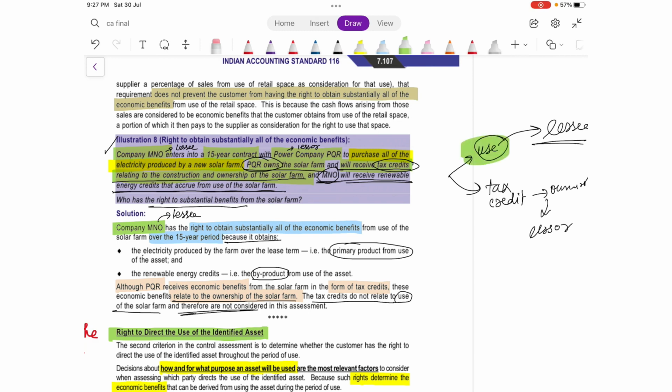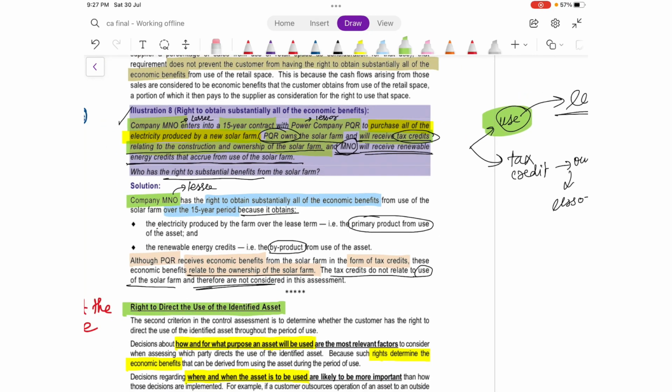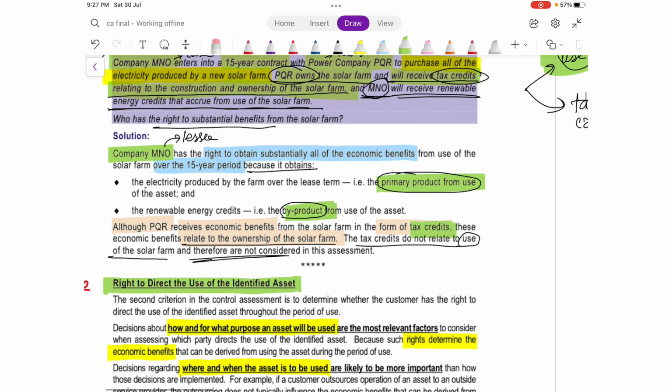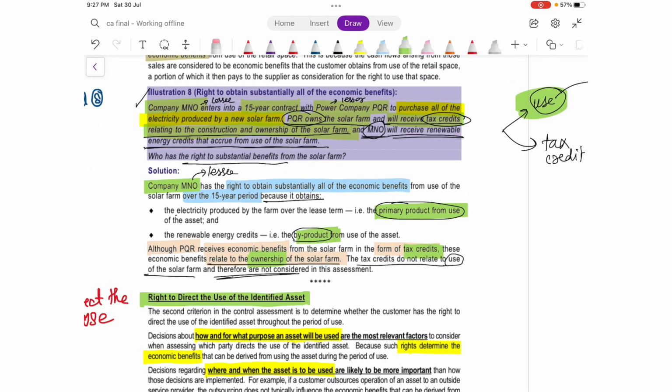From the use of the asset, who is getting the substantial benefits? The lessee is only getting the substantial benefits here, because the primary product from the use is also going to go to the lessee and the byproduct is also going to go to the lessee only. Here the tax credit is neither a primary product nor a byproduct. It is just relating to the ownership of the solar farm and not the use of the solar farm. So therefore here the lessee is said to have the right.